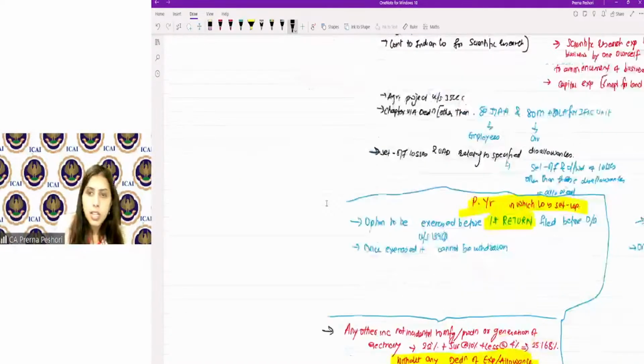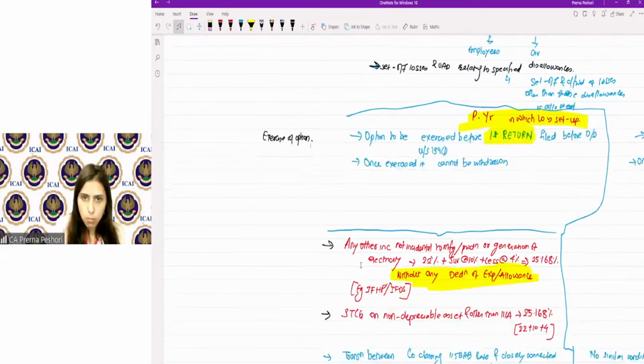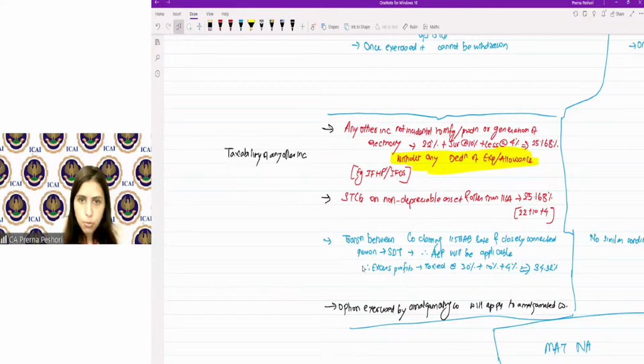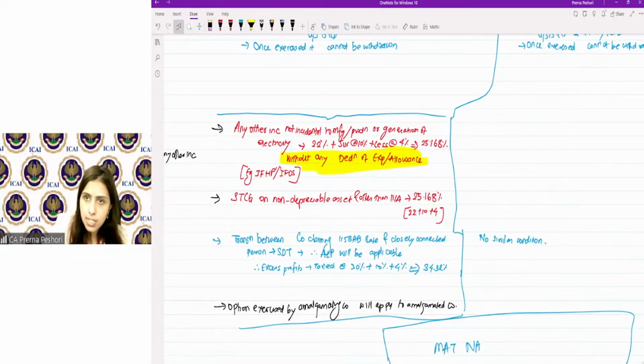Then exercise of option. This is in the first year and that can be exercised at any point of time. And once exercised, it cannot be withdrawn. Then taxability of any other income. Any income which is taxed at a special rate will continue to be taxed at the special rate. But here, any other income has to be taxed at 22% plus surcharge and cess of 10% and 4%. STCG on non-depreciable asset is to be taxed at 22% plus surcharge and cess. For any other income which is not incidental to manufacturing, you will not get any deduction of expense. Here, any other income is to be taxed at 22% plus 10% plus 4%.